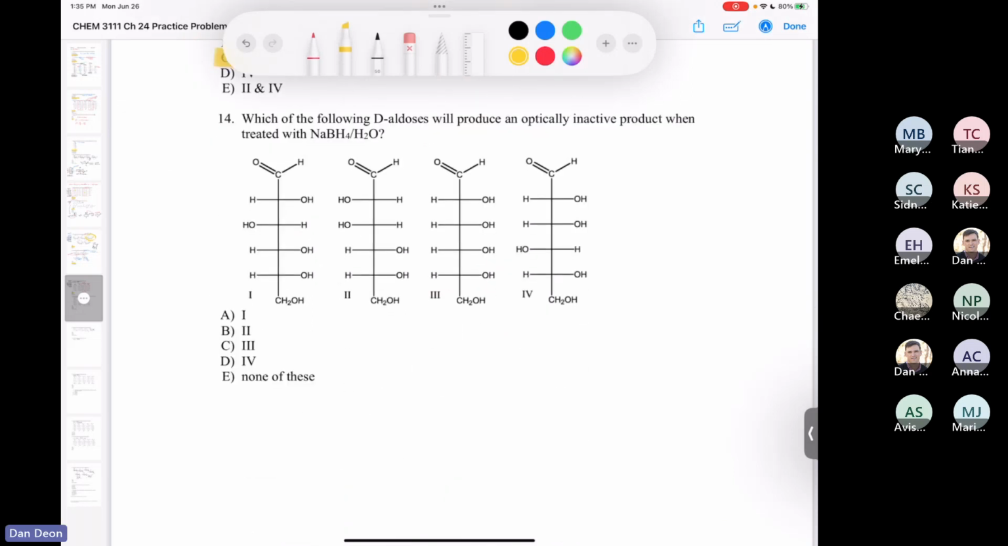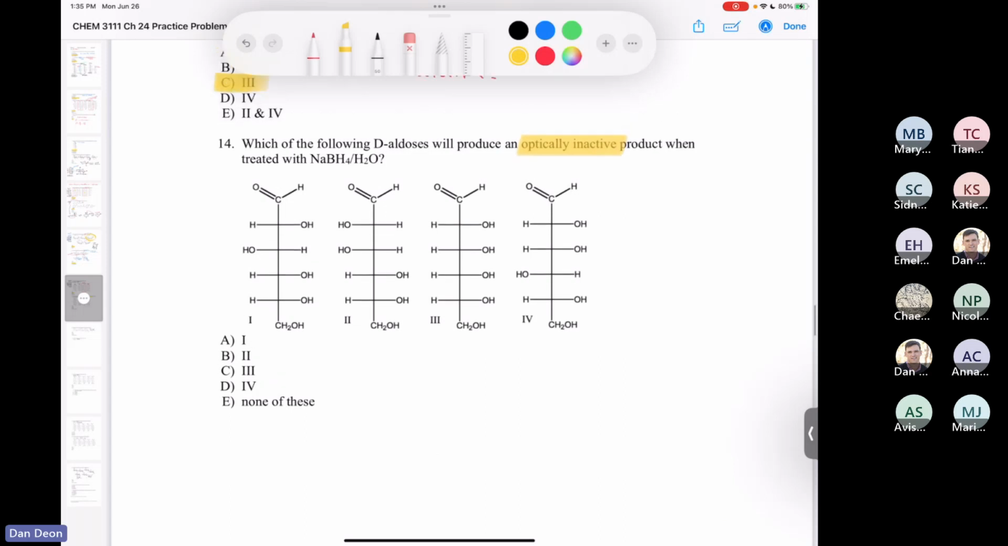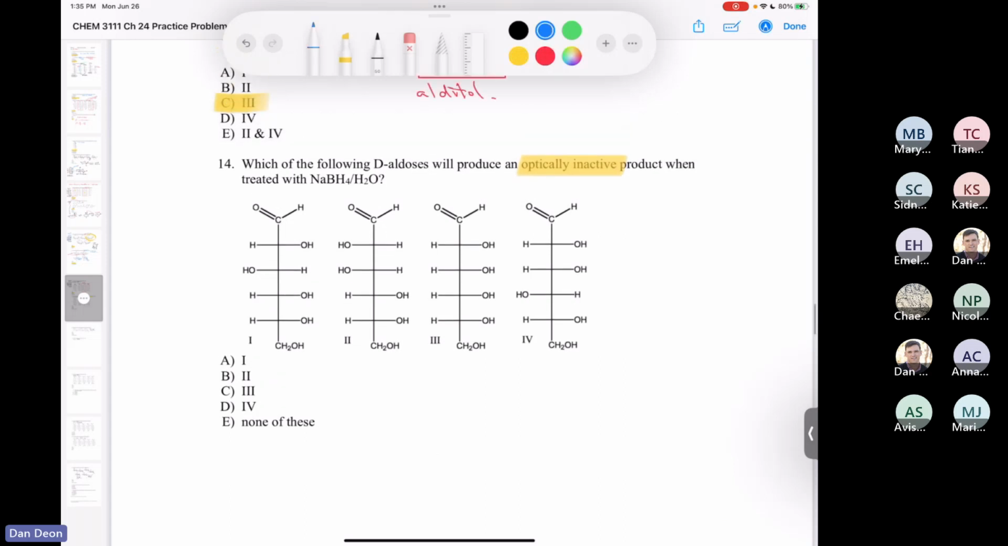It says, which of the following D-aldoses will produce an optically inactive product when treated with sodium borohydride and water? So remember, something that is optically inactive is something that will not rotate plane polarized light. So does that mean it won't have a chiral center? No, it just means that overall the compound won't be chiral when we reduce it.